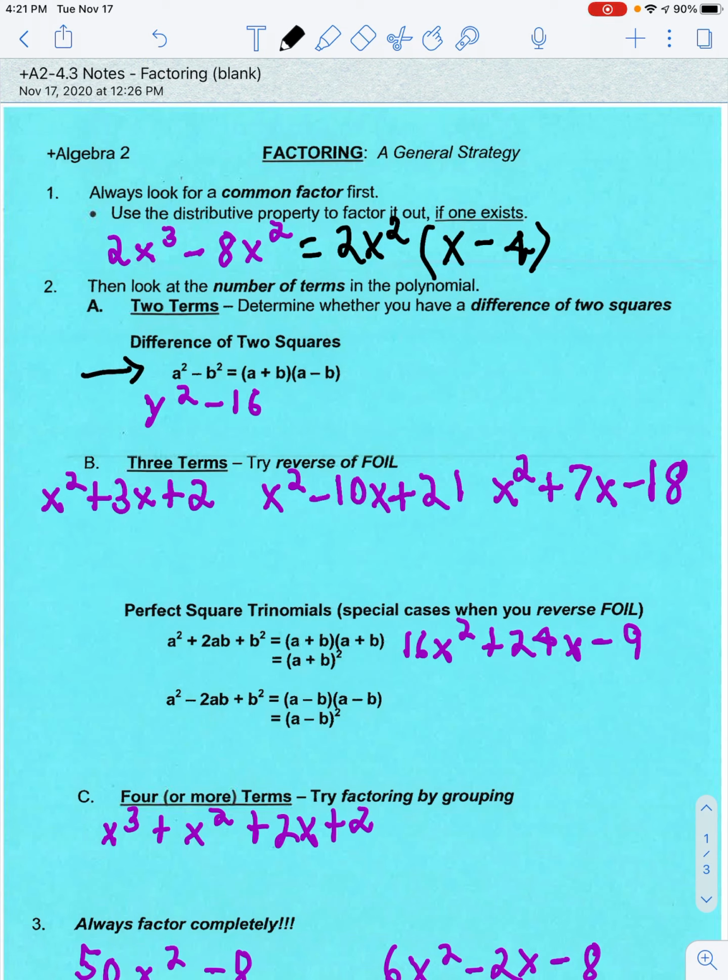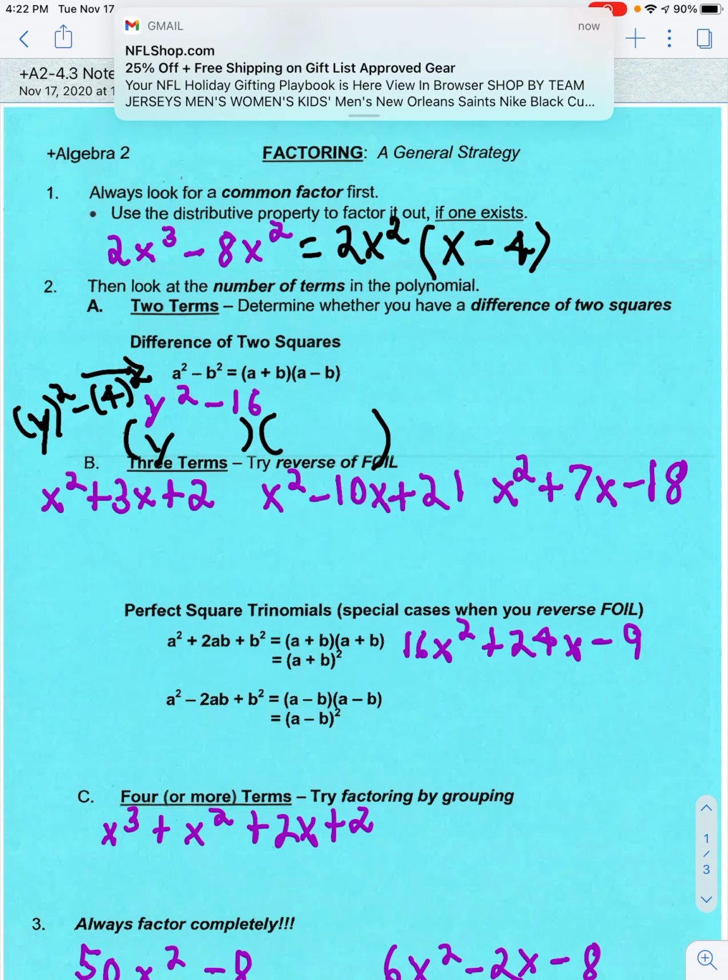A squared minus b squared is a difference, the operation, of 2 perfect squares. And if you take the square root of a squared and b squared, that's a and b, and notice the factors are a plus b and a minus b. The signs have to be different so you don't get a middle term. So y squared minus 16 will factor similarly. I do want you to notice that the square root of y squared is y, and the square root of 16 is 4. So it's like a is y and b is 4.